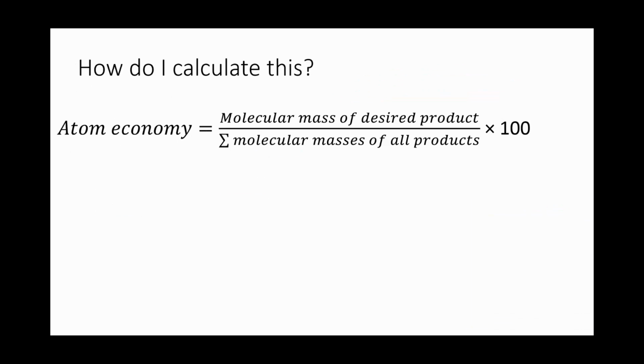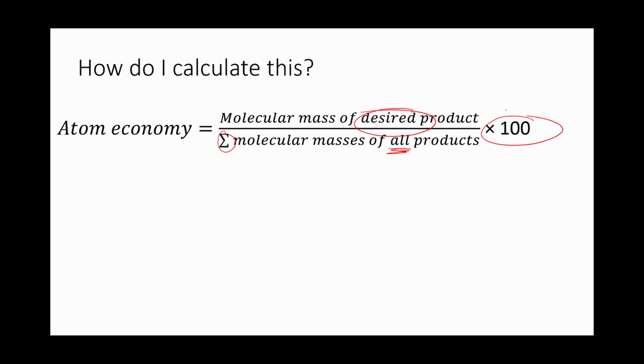Okay, perhaps this is where the confusion lies with students. The equation looks very similar to that of percentage yield. So atom economy, you work it out by getting the molecular mass of the desired product divided by the sum, this sigma, the sum of the molecular masses of all the products, and it's displayed as a percentage. So we multiply by 100 in the last step.